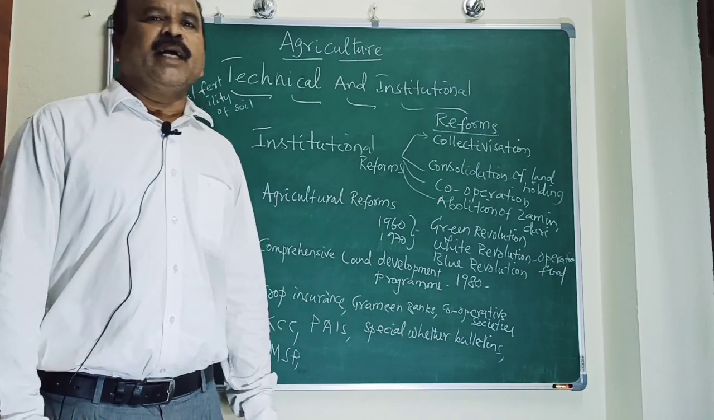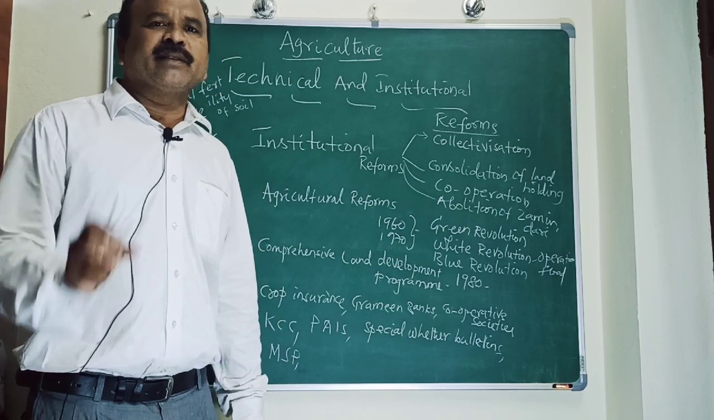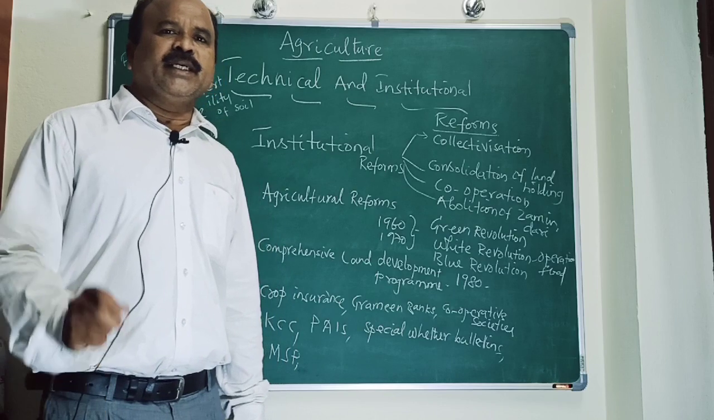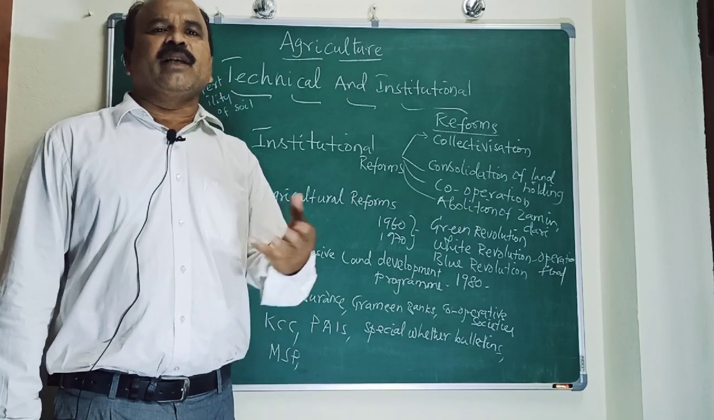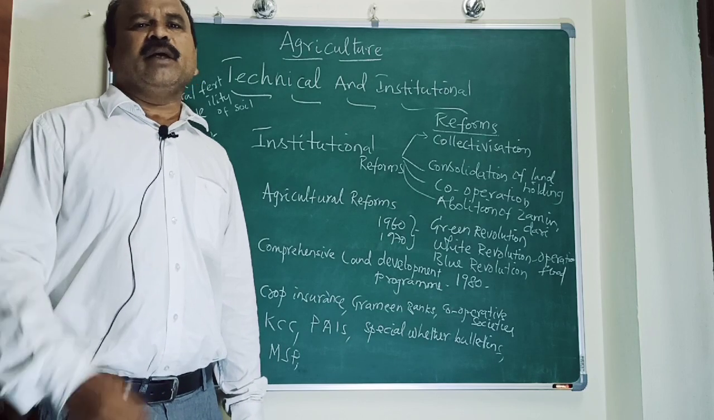So in India, agriculture has been practiced for thousands of years. Nearly 60% of Indians depend on agriculture for their livelihood. So agriculture is the mainstay of the Indian economy.